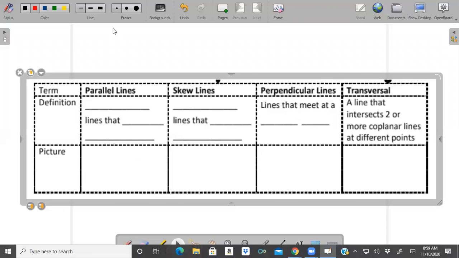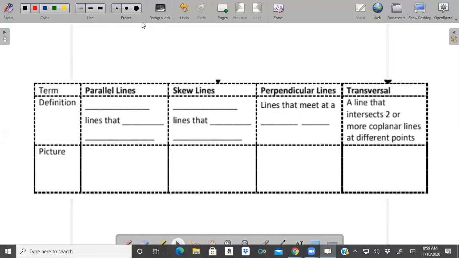So this is our start to chapter 3. This is section 3.1. So this is all about section 3.1. And this is about identifying types of angles, or angle pairs as they call them, okay?